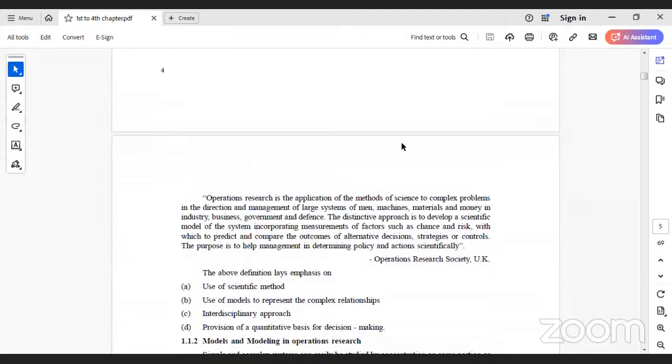In business, government and defense, the distinctive approach is to develop a scientific model of the system, incorporating important measurements of factors such as chance and risk, with which to predict and compare the outcomes of alternate decisions, strategies or controls. The purpose is to help management.